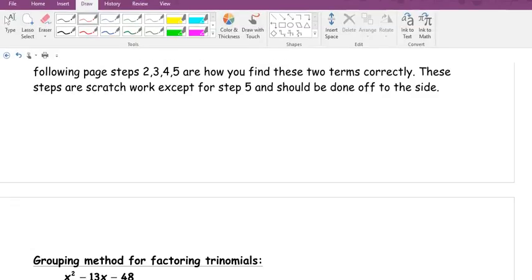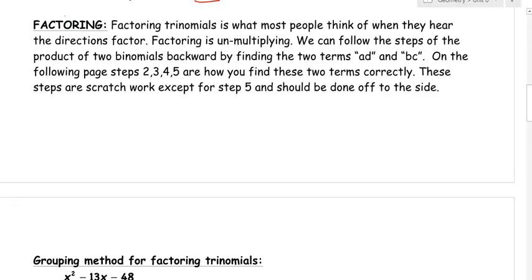So, factoring trinomials is what we're going to be looking at here. We're taking x squared plus 3x plus 2 and factoring it into the two sets of parentheses that are going to multiply together to be it. So x plus 2 times x plus 1 will multiply together to be x squared plus 3x plus 2. First, x times x.